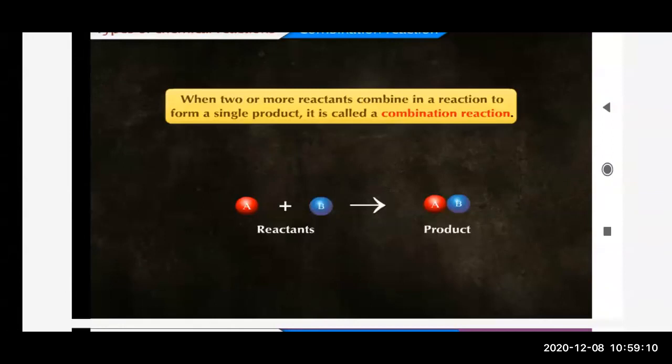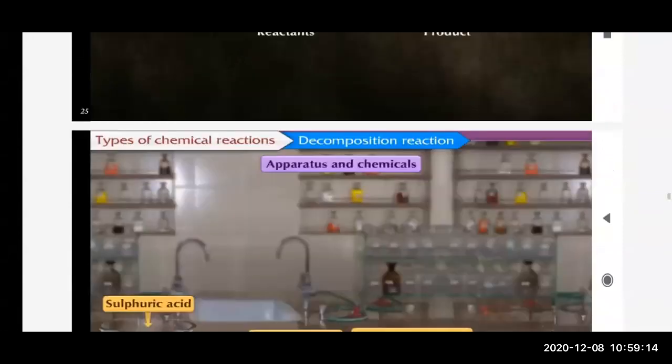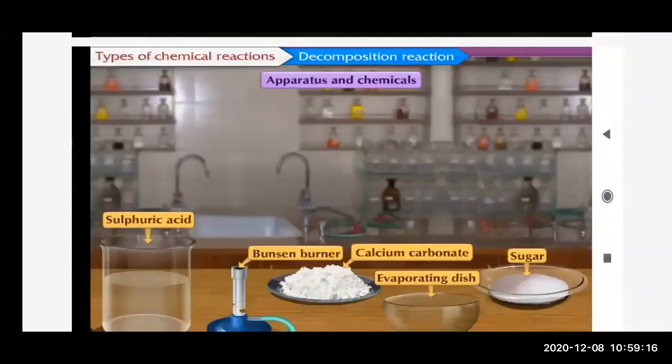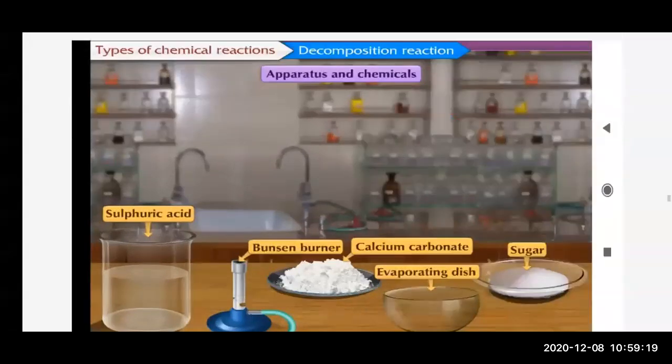Now we'll move on to the second type, that is decomposition reaction. Now to understand this decomposition reaction, again we are going to do some activities. So first we'll see what are the apparatus and chemicals required to perform the following activities. Now see what are the apparatus: evaporating dish, Bunsen burner, etc.